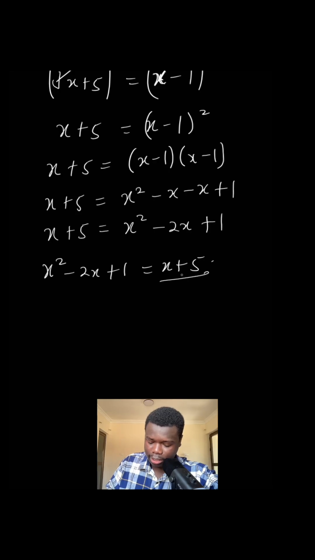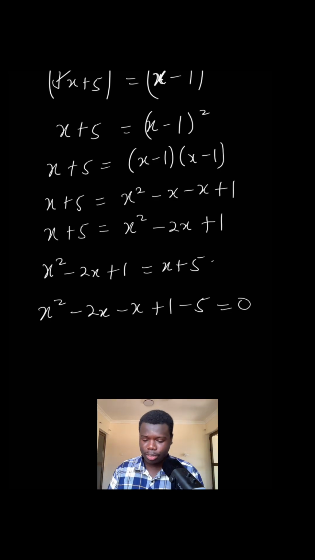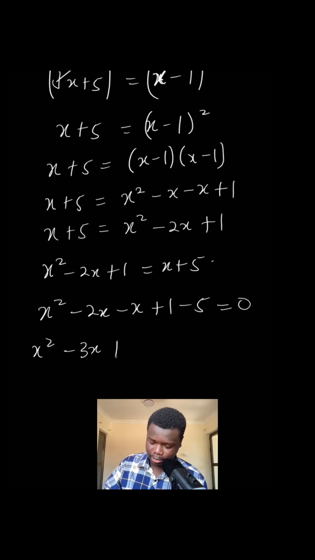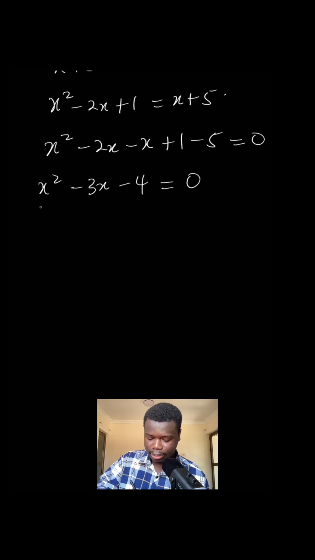Then we can move all these to this side, right? So it's going to be x squared minus 2x minus x plus 1 minus 5 equals 0. So you can see we are getting to a quadratic equation. It's already a quadratic equation, as you can see. So we have x squared minus 3x plus 1, which is going to be negative 4, equal to 0. So now our focus should be on this quadratic equation.